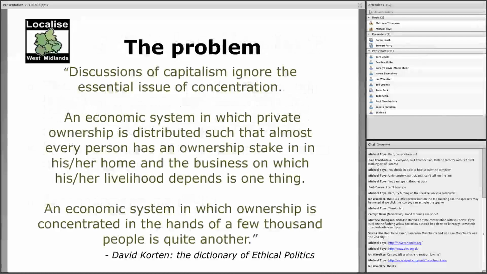So I'm sure you'll be as familiar with the problem that we're seeking to address through this work and our hypothesis as to its causes. You'll be as familiar with that as I am. This David Corton quote captures it perfectly for me. Discussions of capitalism ignore the essential issue of concentration. An economic system in which private ownership is distributed such that almost every person has an ownership stake in his or her own home, and the business on which his or her livelihood depends is one thing. An economic system in which ownership is concentrated in the hands of a few thousand people is quite another.